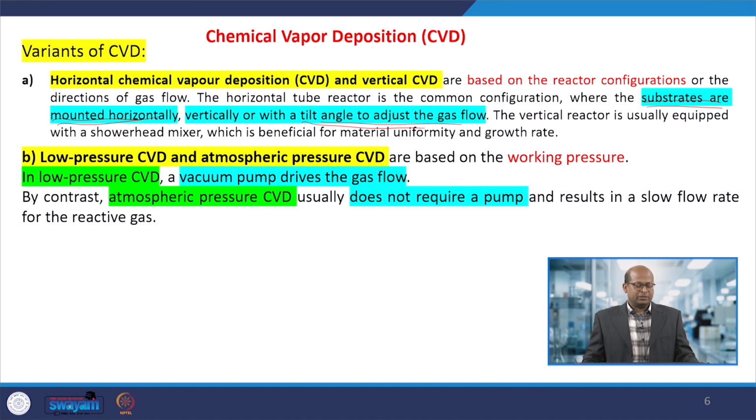In low pressure CVD or atmospheric pressure CVD, I also said that the working pressures are different, so we can say it is low pressure or atmospheric pressure CVD. In low pressure, usually a vacuum pump is used. The vacuum pump drives the gas and creates the vacuum, and through that vacuum the gas is injected or pulse injected inside the reactor. It passes over the surface of the catalyst, reactions take place, and that way deposition or film formation occurs.